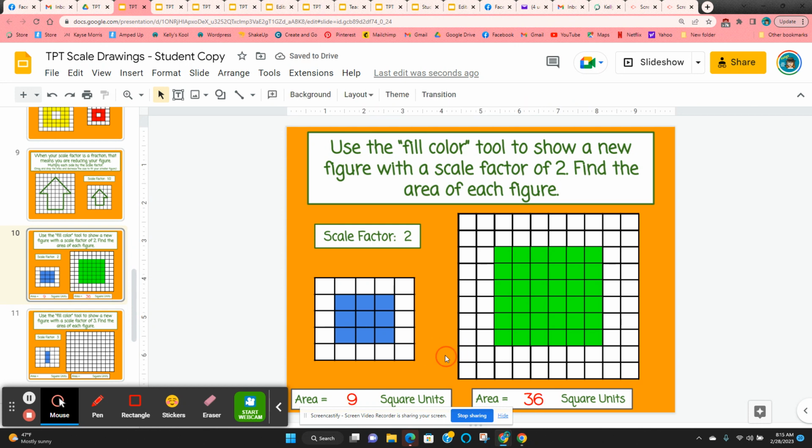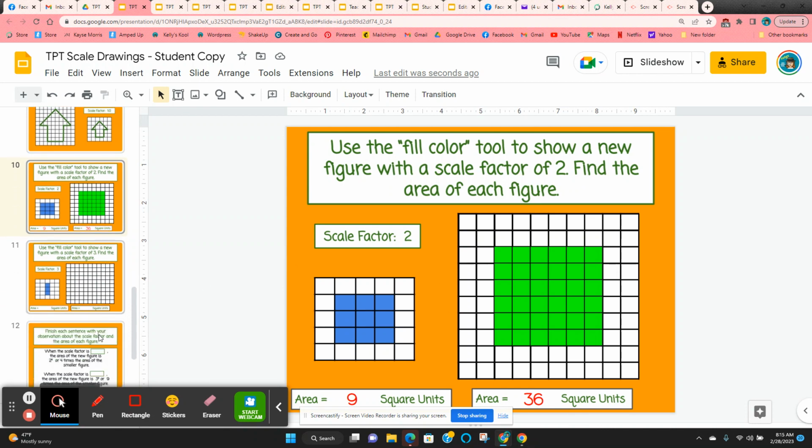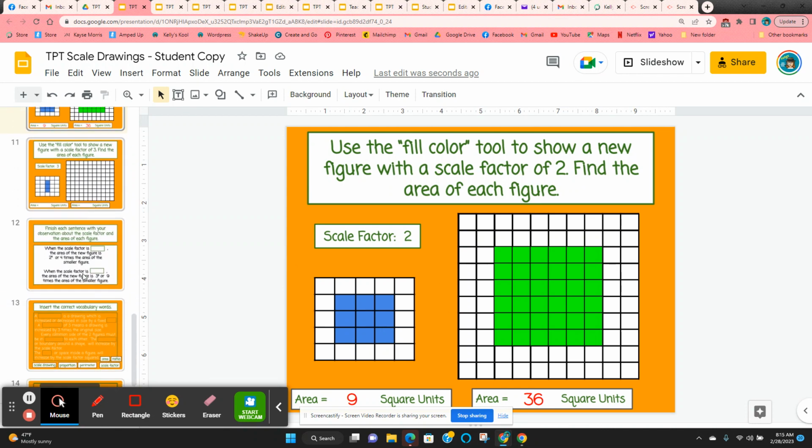You want them to notice that the area goes up by the scale factor squared, 2 to the second power, so it would be 4 times. So they take the area of the smaller figure times 4, and they get the area of the larger figure. So it's the scale factor squared. And they've got another one to do also.